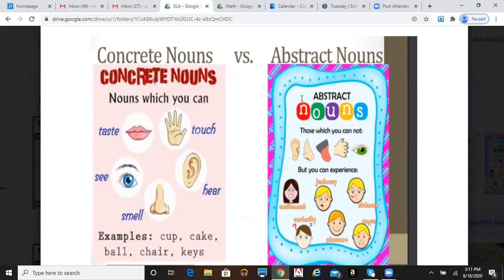Now, abstract nouns, they can be tricky. They are things that you can't hear, or you can't smell, or you can't taste, feel, or see, but you can experience them. For instance, you can experience jealousy, and you can experience sickness, and you can experience excitement and curiosity. And you can also experience anger and pleasure. Those are things that you can experience, and those are examples of abstract nouns. And we will talk more about abstract nouns in detail later on as time goes on.